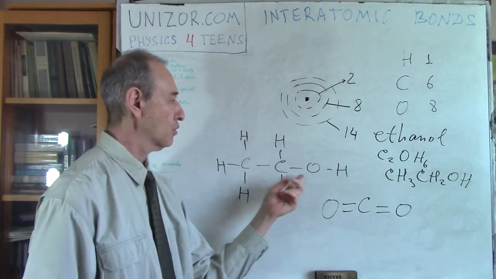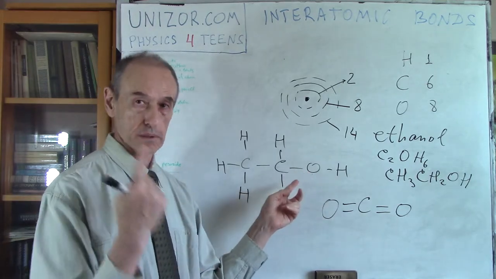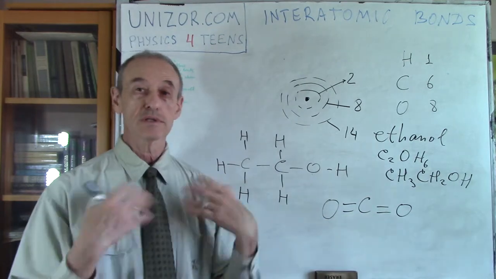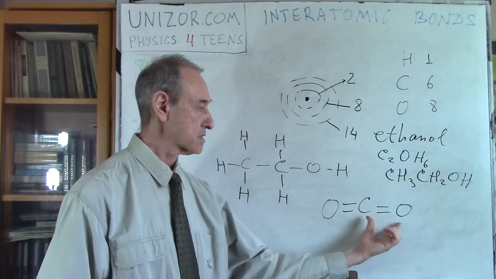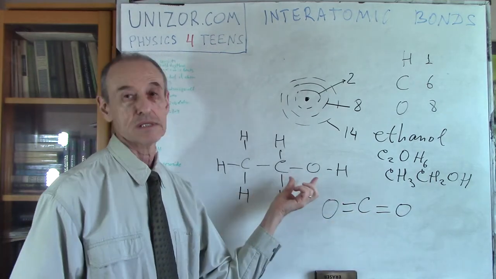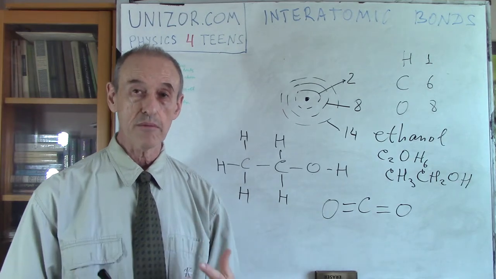The same two different atoms can be connected using one pair of electrons in one case and two pairs of electrons in another case. So this is a double bond, this is a single bond. This is CO and this is CO. So there are different bonds between even the same atoms.